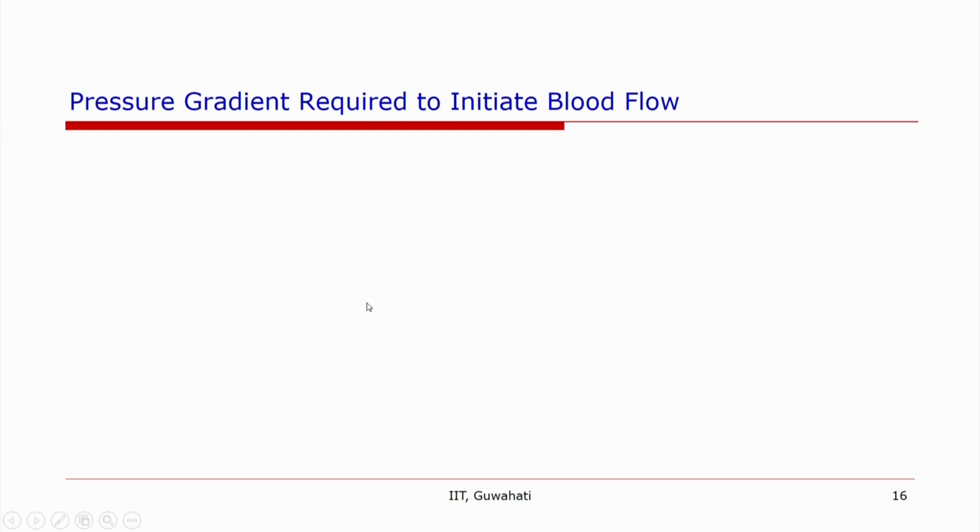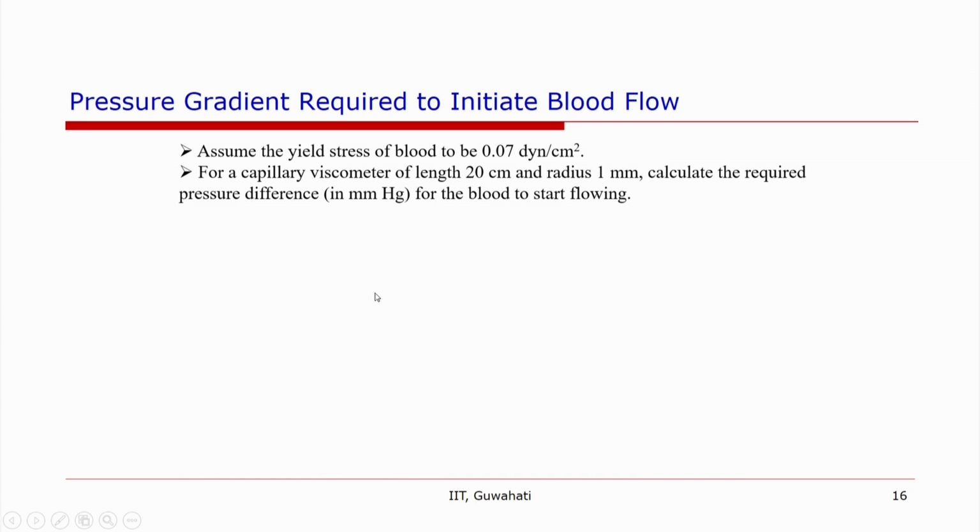So let us do a simple example. Assume that it is a capillary viscometer and the yield stress of the blood is about 0.07 dyne per centimeter square. There is a capillary viscometer which has a length of 20 centimeter and the radius is 1 mm, and we need to calculate the required pressure difference for the blood to start flowing.